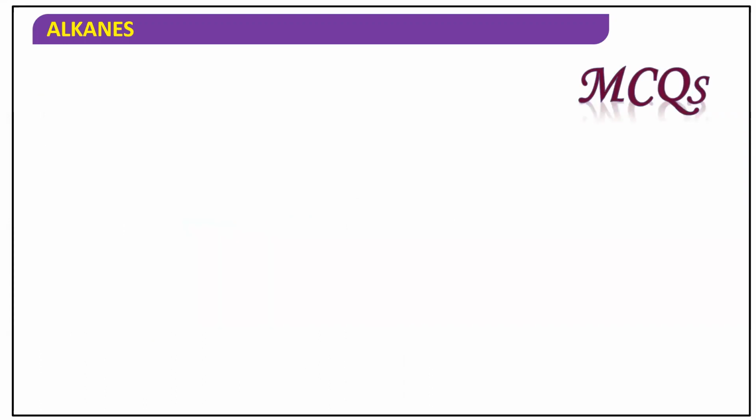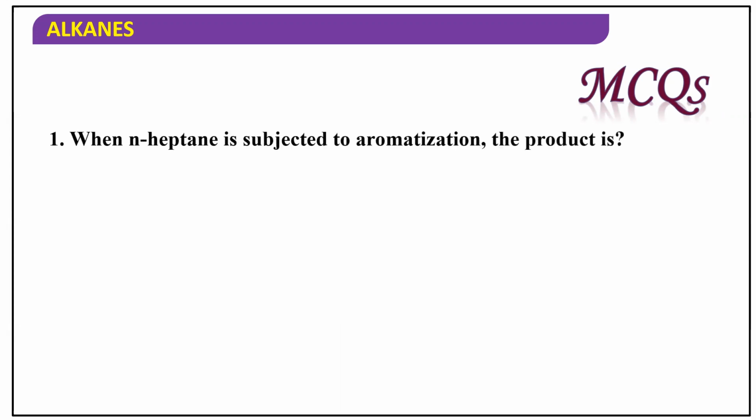Let's solve a few MCQs. When N-heptane is subjected to aromatization, what is the product? Now we saw N-hexane in the example. Now you need to find out what N-heptane will give if it is made to undergo aromatization. So before I give you the options here, I want you to do this. I want you to solve this: write N-heptane, and then carry out aromatization.